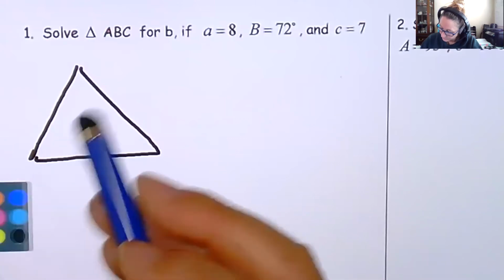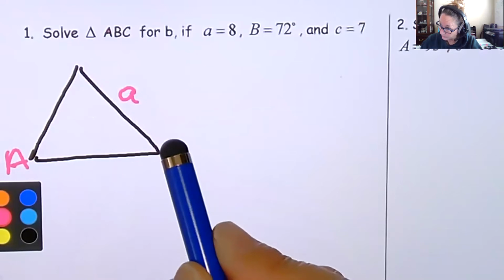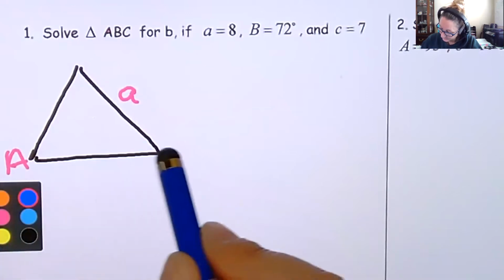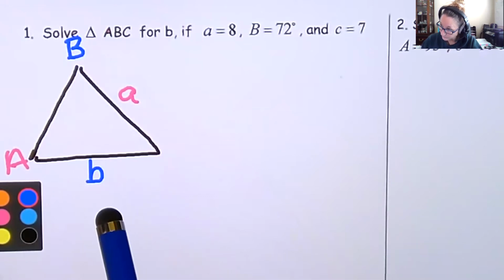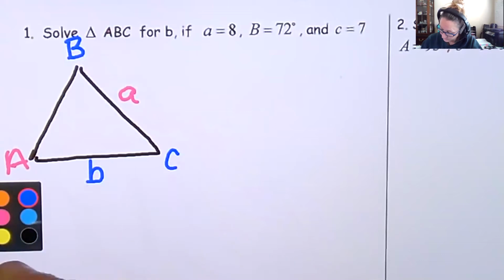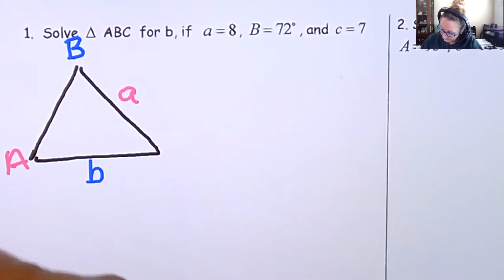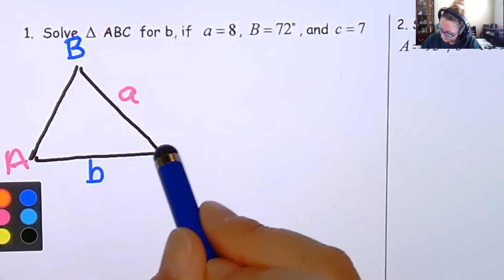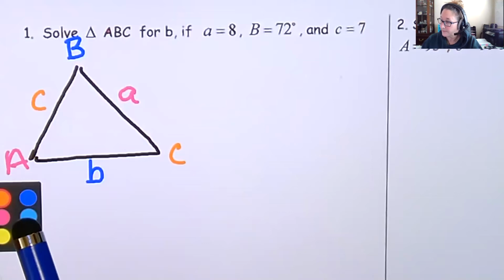Okay, so let's say that this is A, this is going to have to be little a. And let's say that if this is angle B, then this is going to have to be little b. And if this is angle C, then this is going to be little c, okay? So that's where everything is.